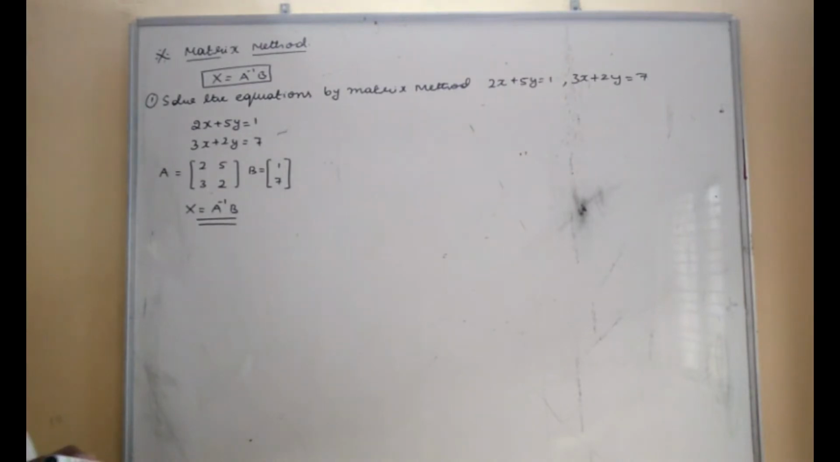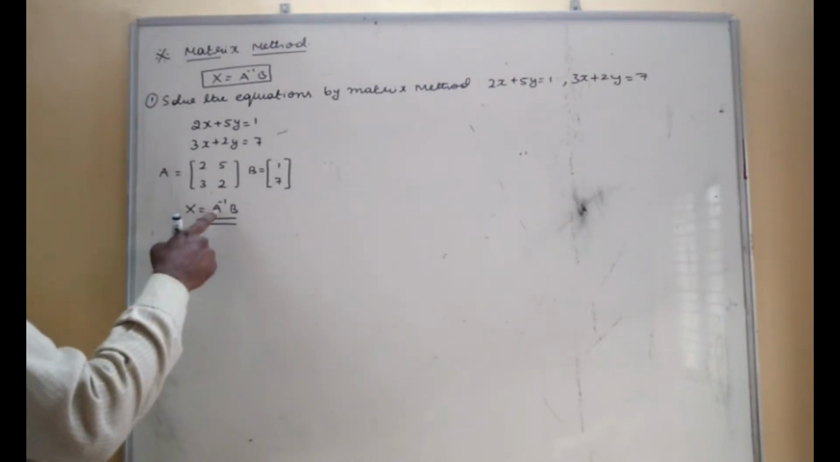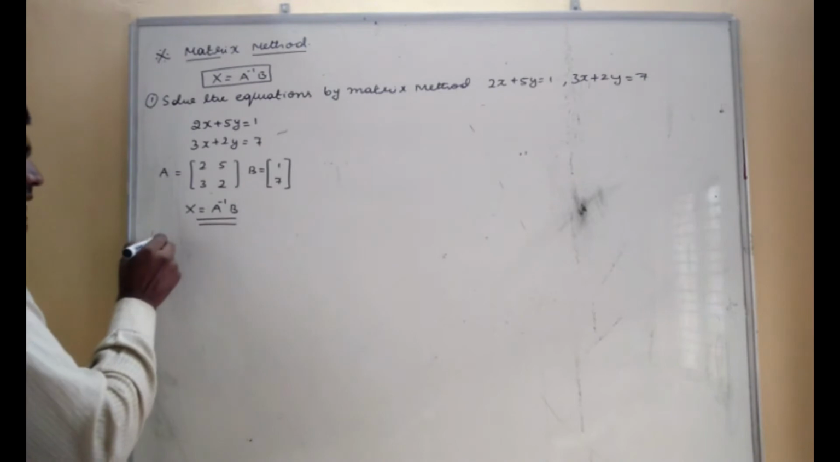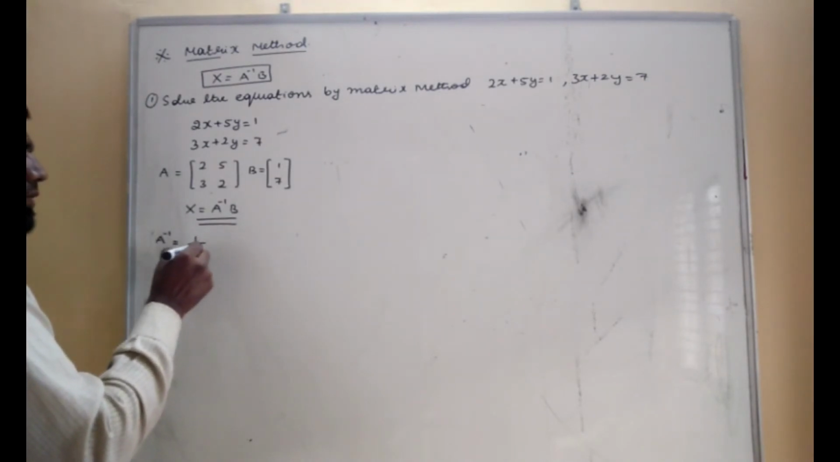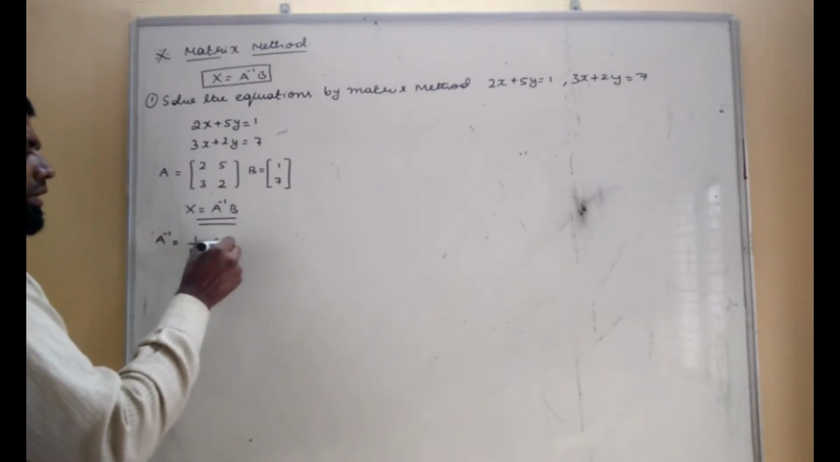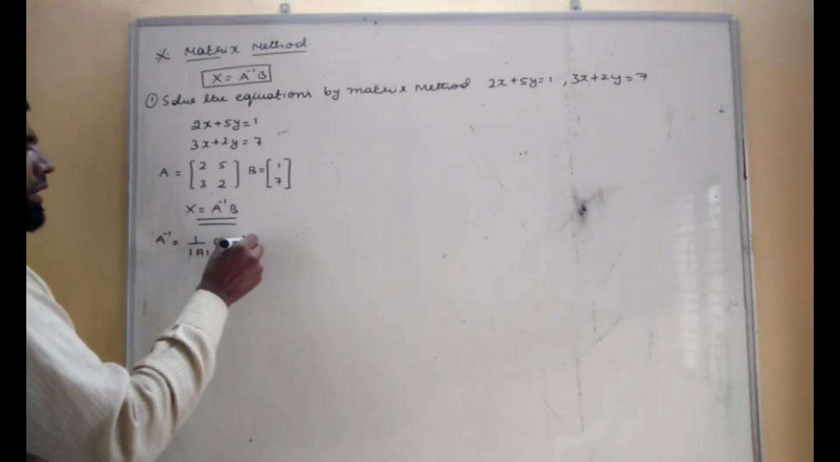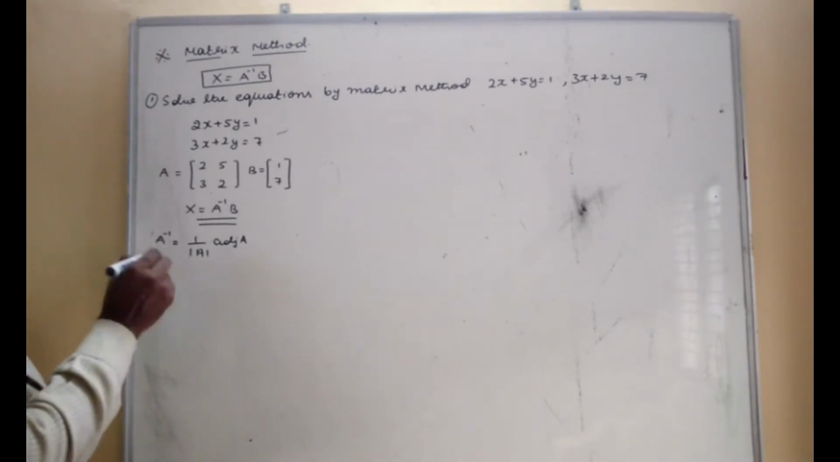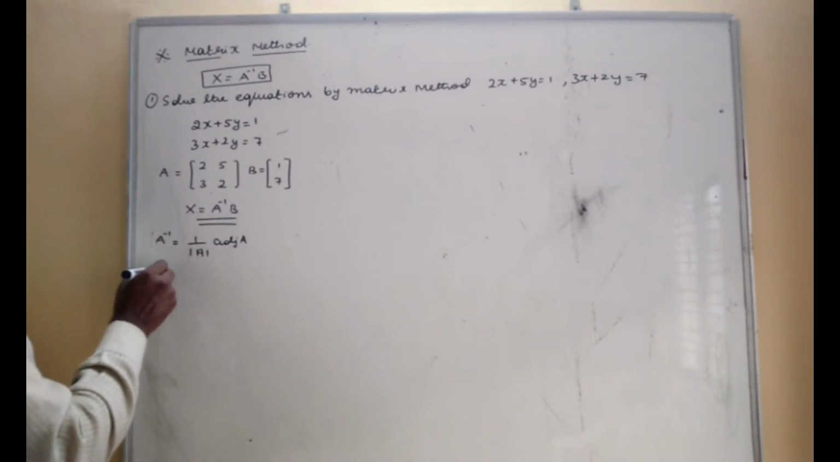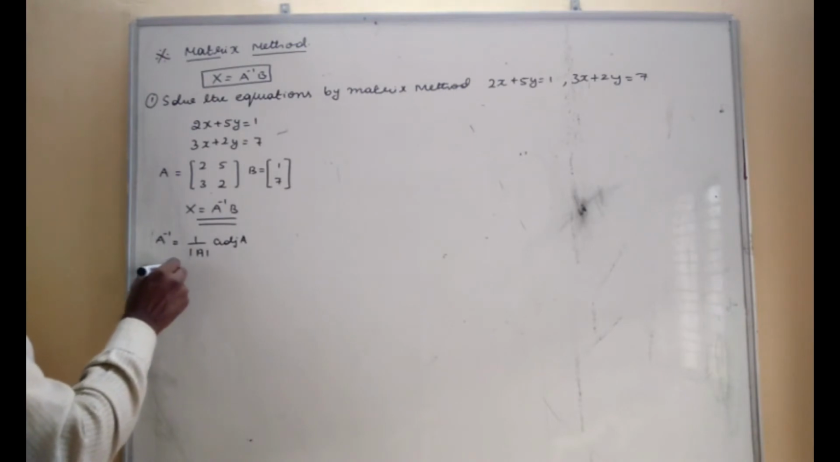Okay, you already know how to find the inverse. So let us find the inverse first. To find the inverse, we should write the formula: A inverse is equal to 1 by determinant A into adjoint of A. So this is the formula for the inverse. You should write the formula also. So let us find the first determinant value, determinant of A.